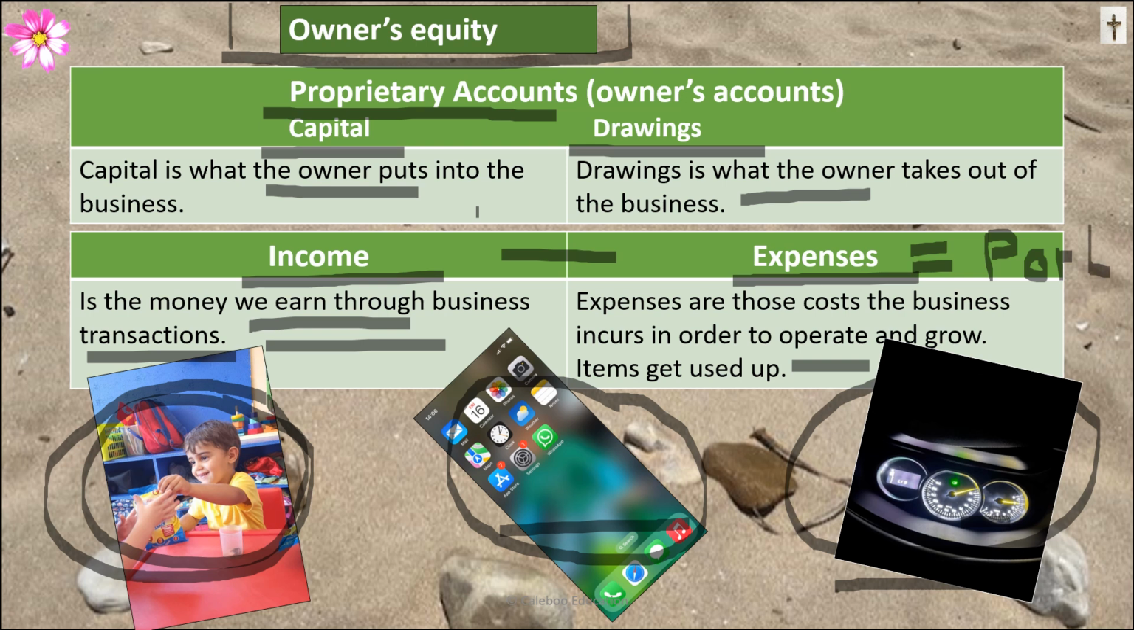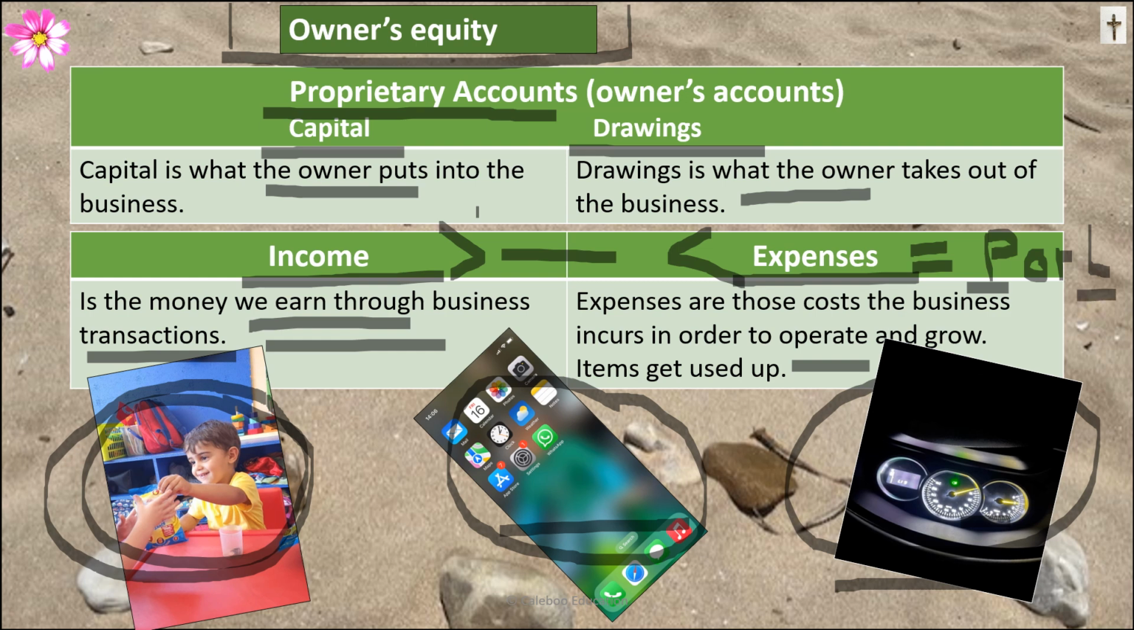So the owner is entitled to the profit, or else if it's not a profit and it's a loss, then the owner's responsible for the loss. If the income is greater than the expenses, there will be a profit. But if the expenses are greater than the income, there will be a loss.